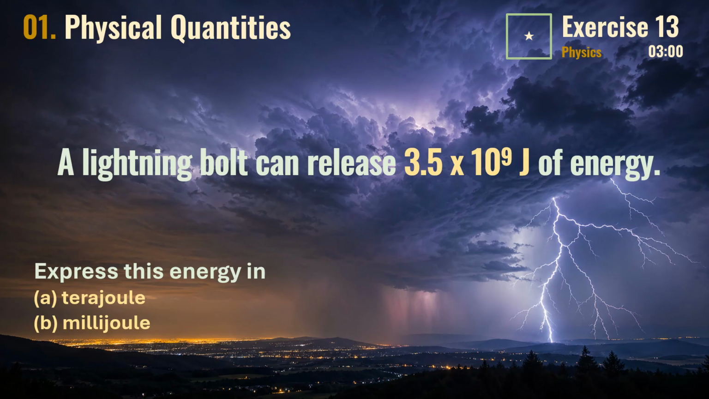Today, we are working with very large amounts of energy and converting them using metric prefixes. Your task is to express the energy released by a lightning bolt in different units. To do this correctly, you need to understand the meaning of each prefix. Read the problem carefully and first try to solve it on your own. Afterward, do not skip straight to the answer. We will work through the solution step by step together.